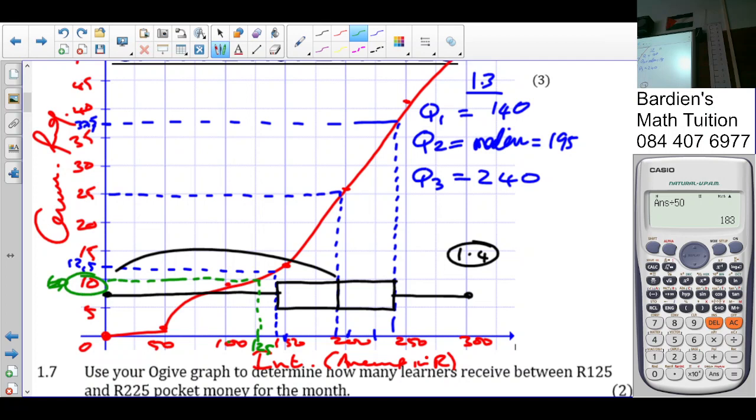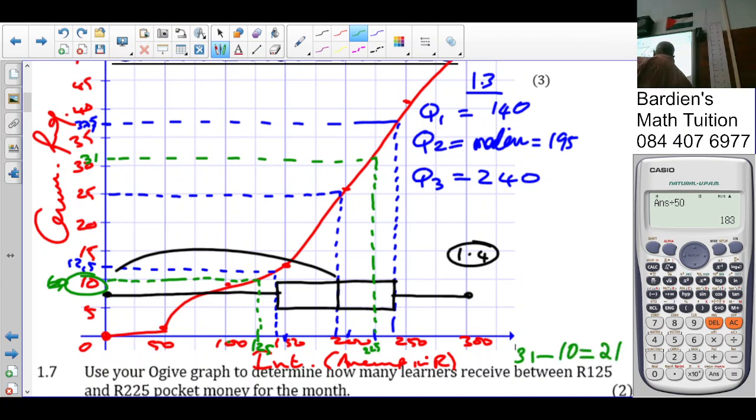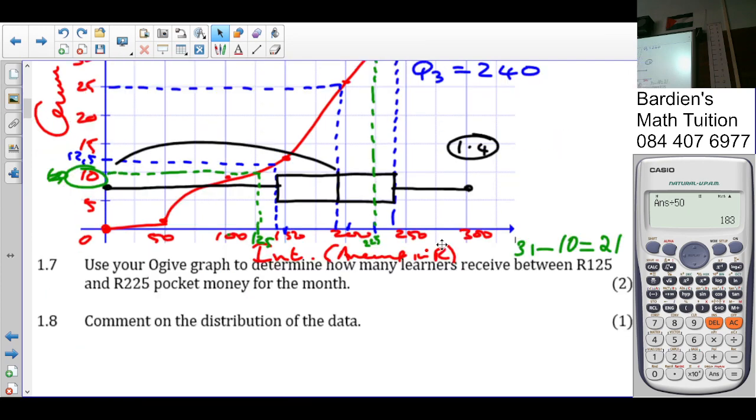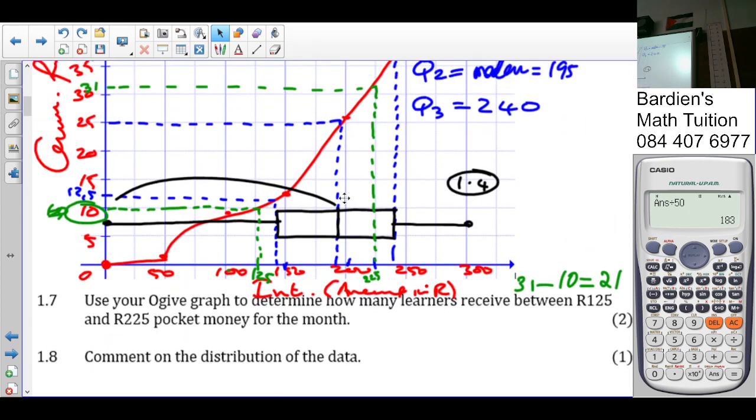So it's going to be 10. And 225. So that's 200, 250, so 225 has to lie there. Again, we're going on that line here. And it's just above 30. So let's call that 31 for now. Can you see that? So how many get between that? So 31 minus, what was that? 10. 31 minus 10 is approximately 21 learners between 225 and 125.